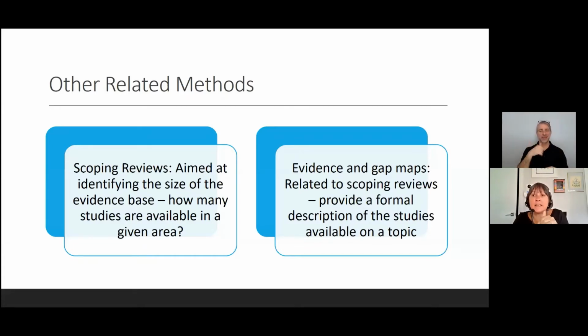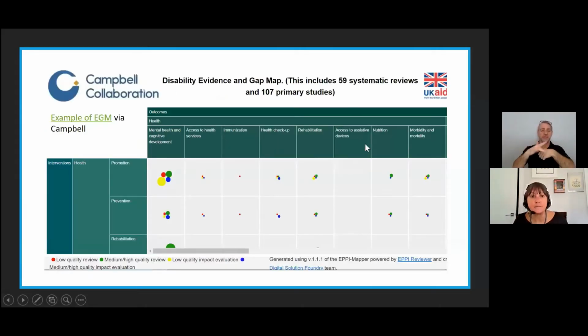Related to that are also things called evidence and gap maps. These evidence and gap maps provide a more formal description of a set of studies or the evidence base available on a given topic. In this next slide, it will probably be hard to see, but I'm showing you an example of an evidence and gap map published by the Campbell Collaboration. This is looking at interventions in the general area of disability research.